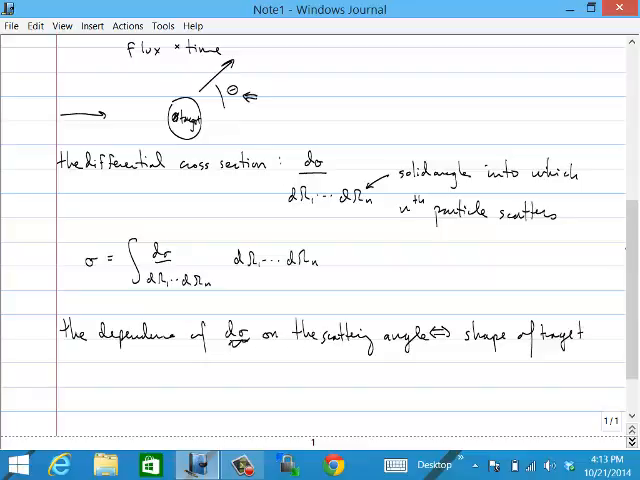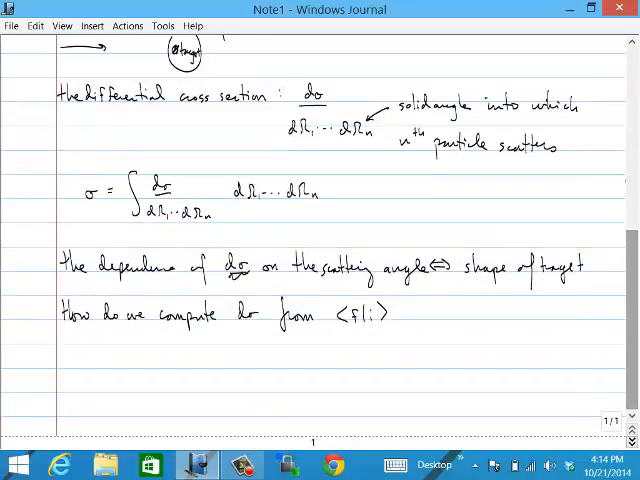Okay? And so the question is then, how do we compute this differential scattering cross-section from what we have computed so far in this class, which is the amplitude for some initial state to evolve into some final state.